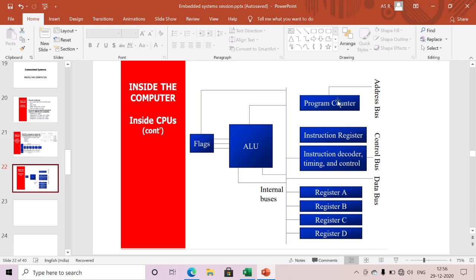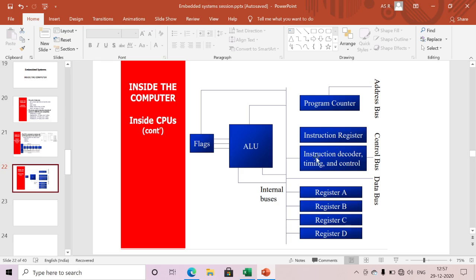Here is the program counter. If I want to find the address of the next instruction to be executed, we use the program counter. It always increments. For example, if it is an 8-bit processor, my program counter increments by 1. If my processor is 16-bit, the program counter increments by 2. If it is 32-bit, it increments by 4. Why? Because each memory location stores only 1 byte. That's why the program counter always fetches the next instruction to be executed. This is the use of the program counter.